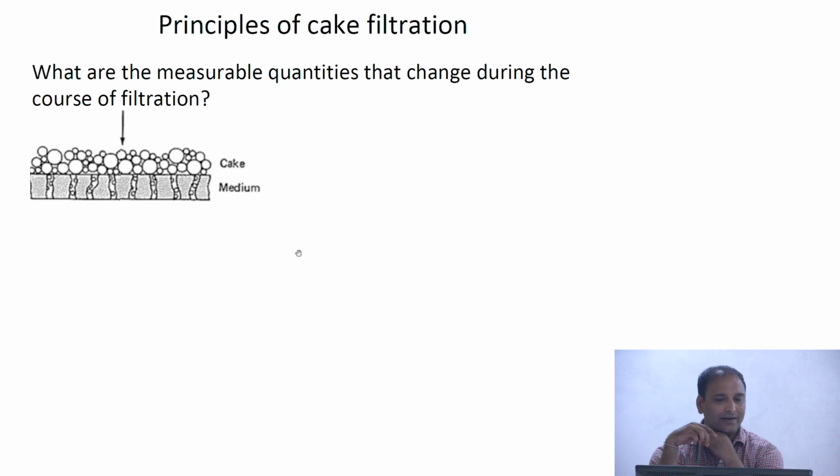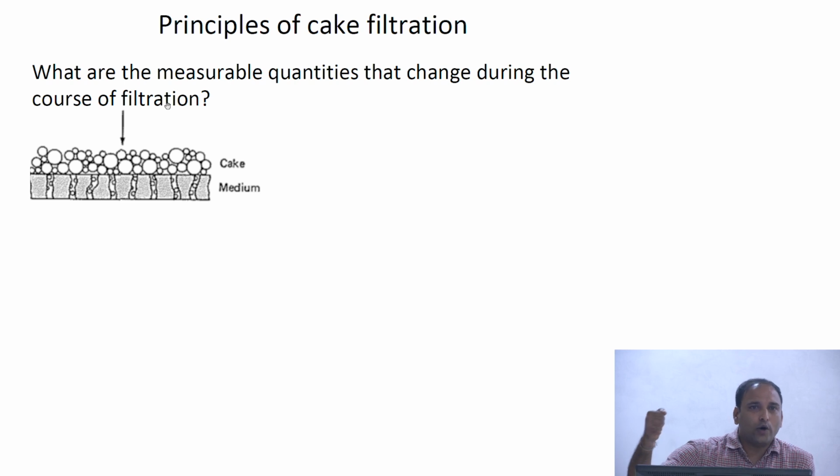Now, before we do that, I just have a question. Whenever you're doing a filtration process, what do you think are the easily measurable quantities that change during the course of filtration? I'm carrying out a filtration operation, and I would like to measure some parameters during this process. Can you think of some quantities that we can measure during this process? The second question is quantities that can be easily measured. What's your answer?